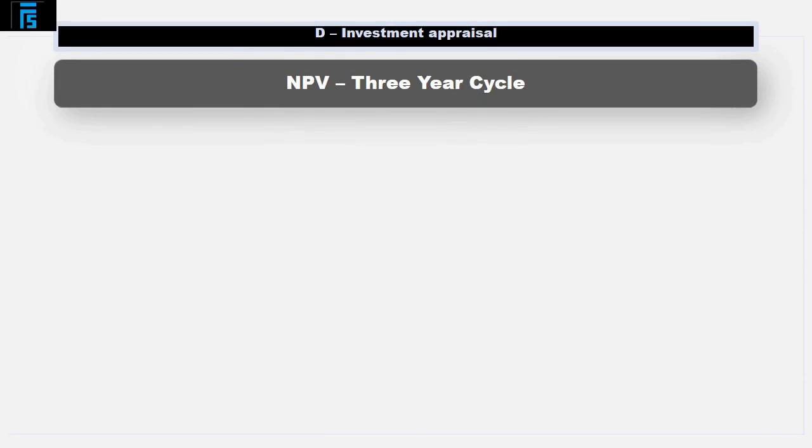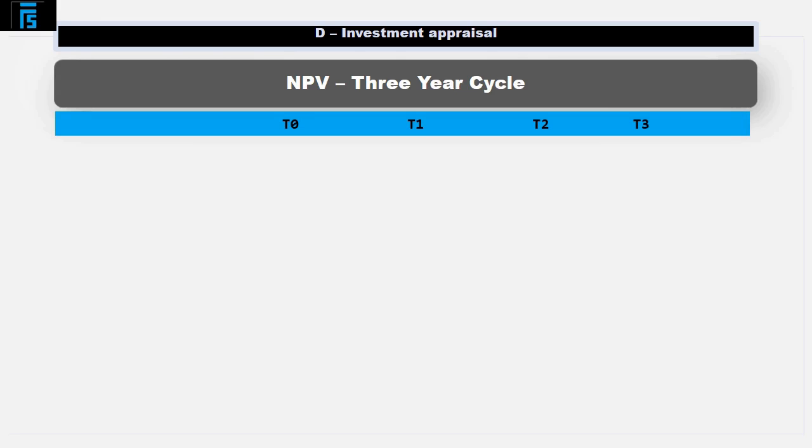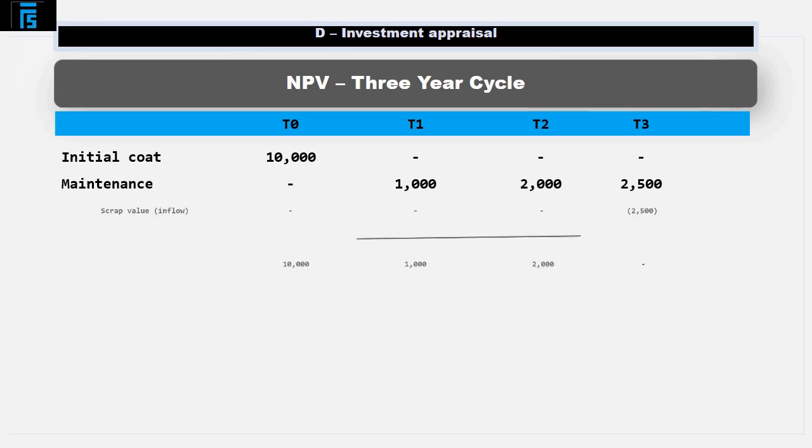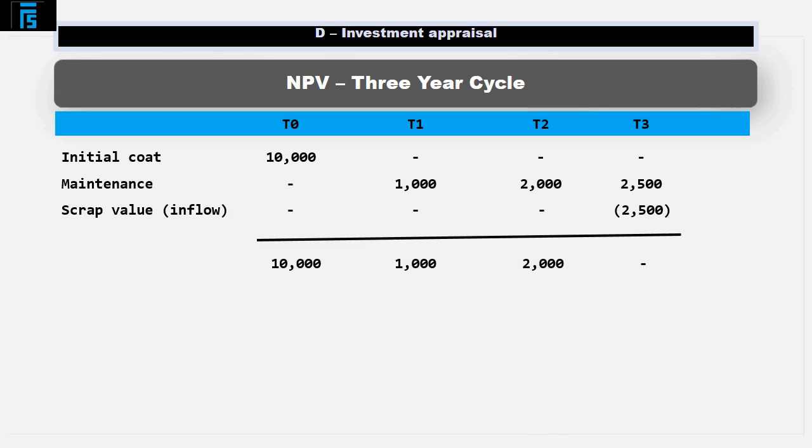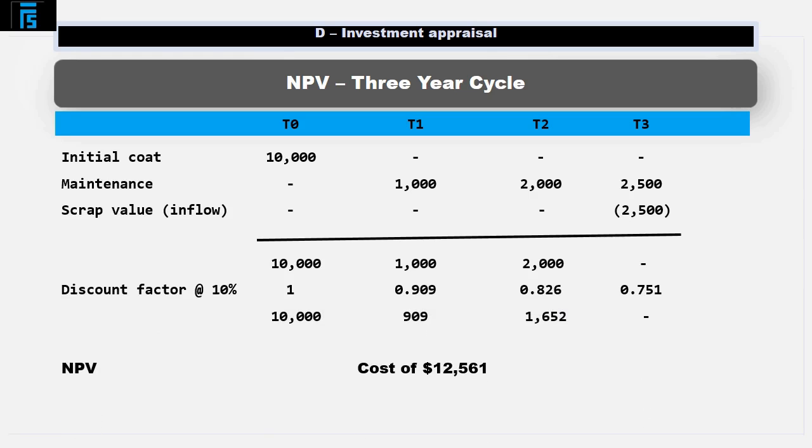Let's now consider the 3-year cycle. If we buy the van, run it for 3 years and then sell it for scrap, the net present cost of ownership would be calculated as follows. The initial cost, the maintenance costs, the scrap proceeds, all discounted at 10%, gives us present values and an overall net present cost of $12,561 for the 3-year period.